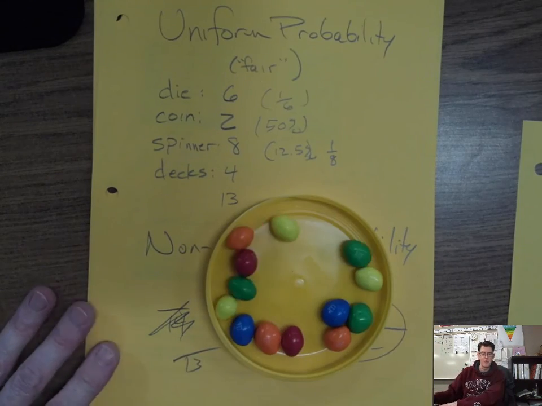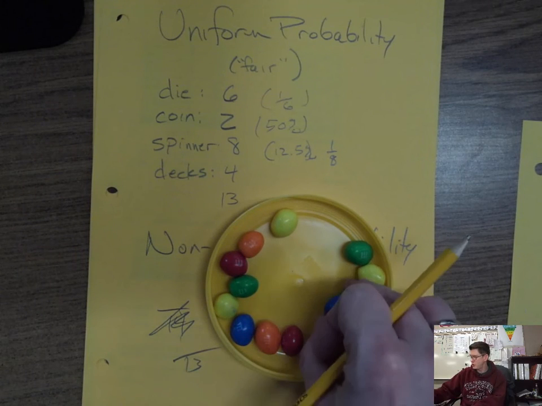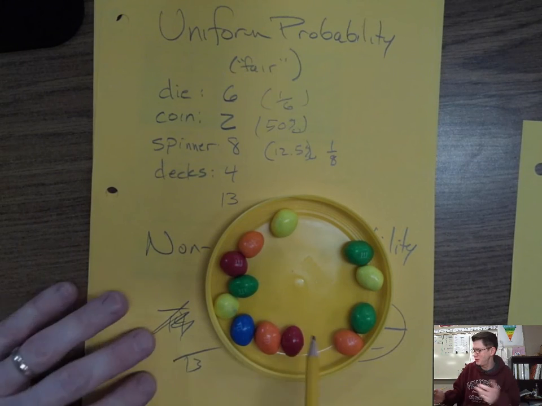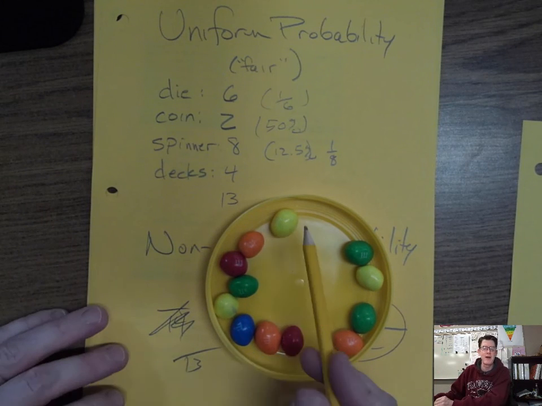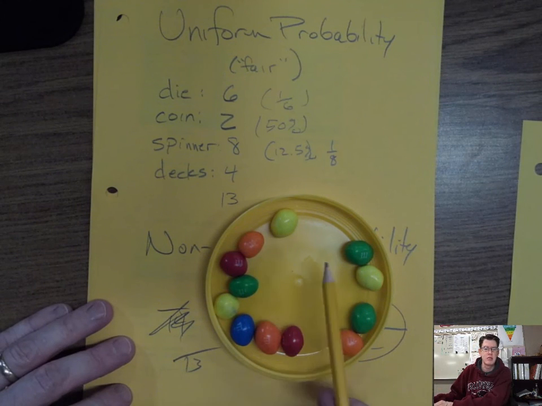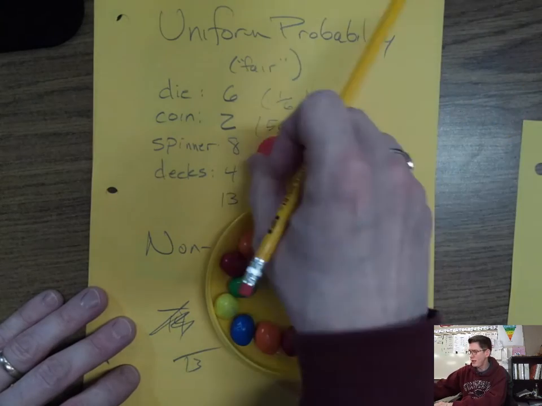Here's non-uniform right there. There's 13. Oh, here we go. Now there's only 1 blue. And now there's 12. I can do some probability with 12, but 3 oranges, 3 greens, 3 yellows, 2 reds, 1 blue. It's not uniform.